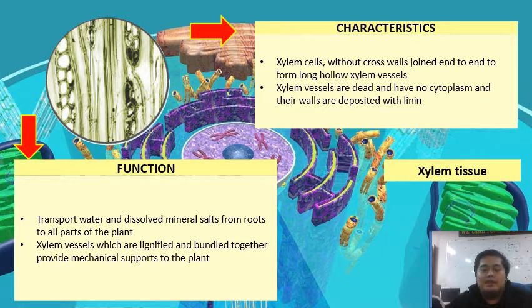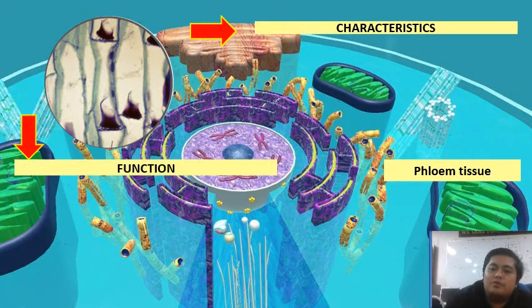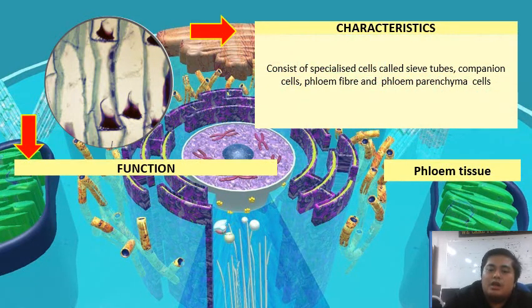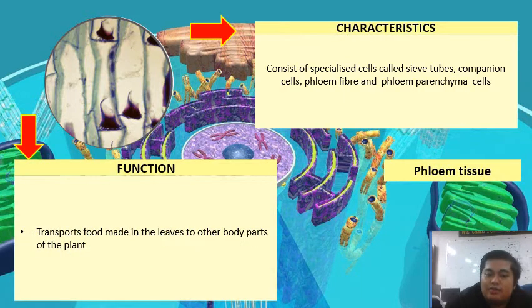So saya nak bagi tips. Kalau korang tak ingat, okay, kita ada dua jenis vascular tissue. So lepas ni kita akan tengok pasal phloem pula. Okay, kita share pasal phloem dulu. So phloem consists of specialized cells called sieve tube, companion cell, phloem fiber and phloem parenchyma cell. So it transport food from the leaf to the other parts of the plant.